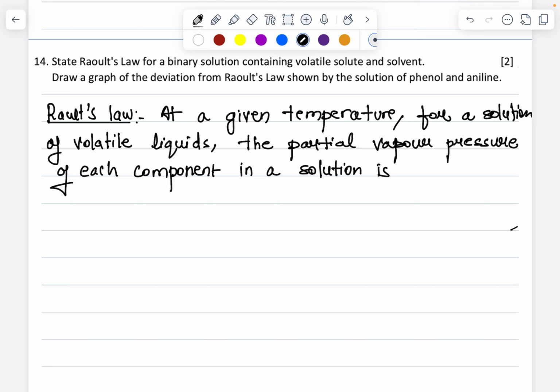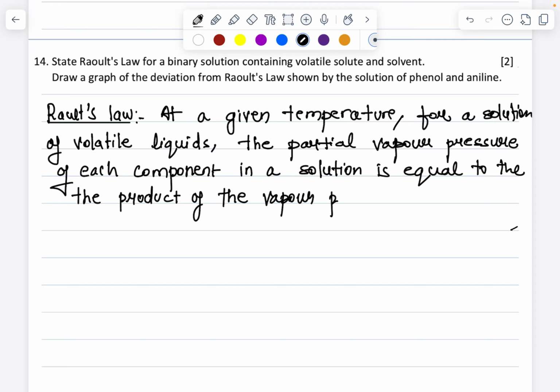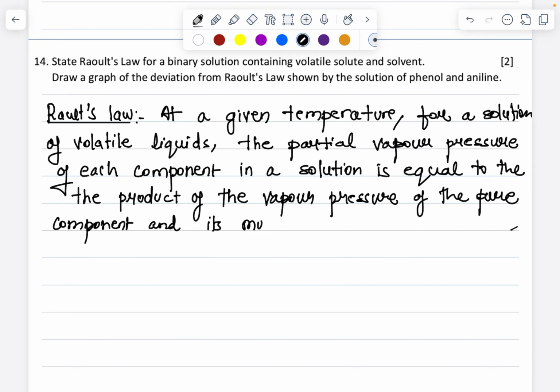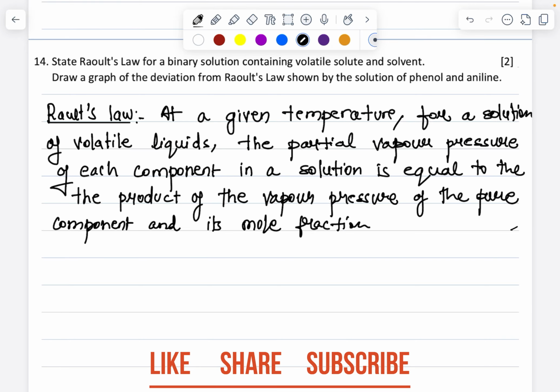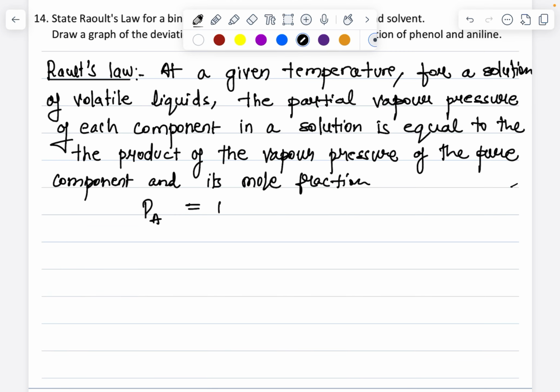is equal to the product of the vapor pressure of the pure component and its mole fraction. Like if there are two components, we write partial pressure of A is equal to P naught A XA. XA is the mole fraction. For another component B, the partial pressure of B we write as P naught B into its mole fraction XB. Like this is the thing.